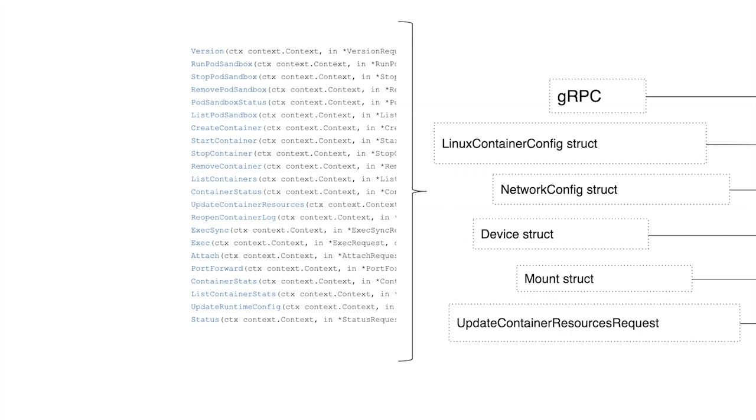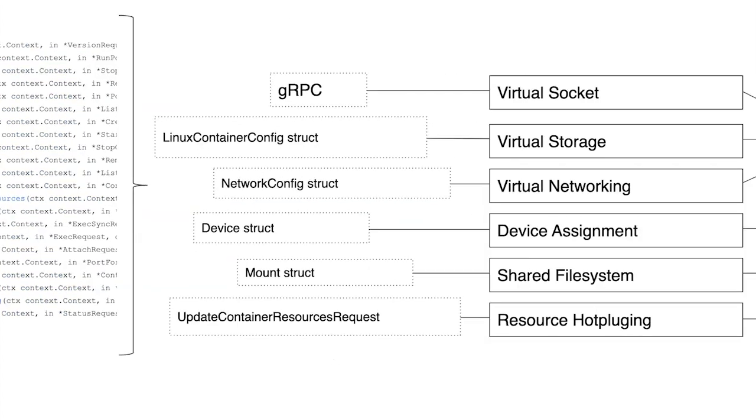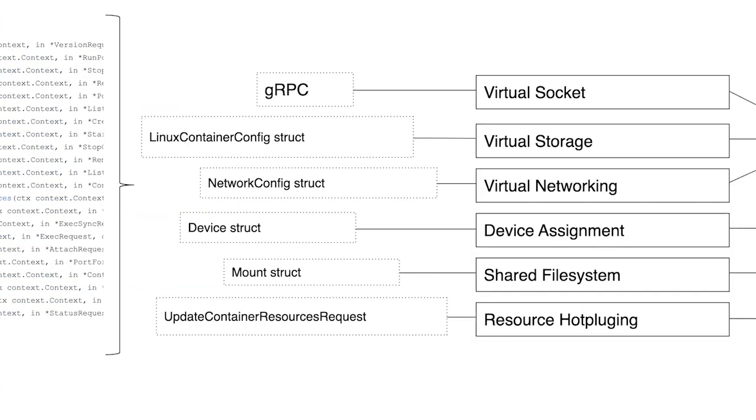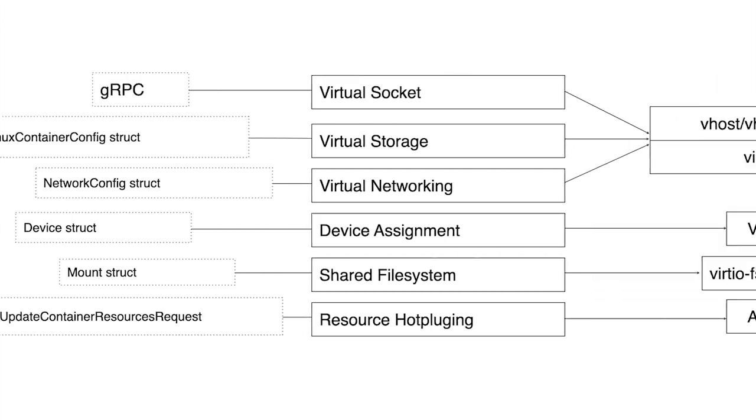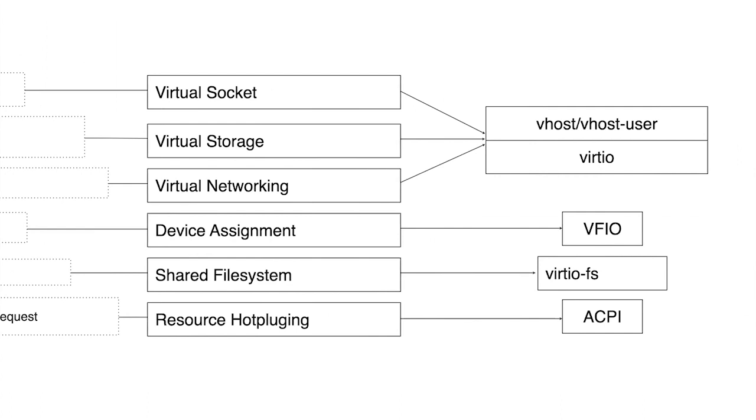We need gRPC. We need a way to communicate with something. We need to create a network interface. We need maybe mounts if we're doing volumes or secrets or config maps. We need to be able to update the size of the container if we do vertical pod autoscaling. All these concepts come together, which map to some traditional VM technologies. You need a virtual socket if you want to talk with something. You need virtual storage. You need a shared file system. You need device assignment if maybe you want to pass a GPU. And that comes to actual devices inside of a virtual machine.